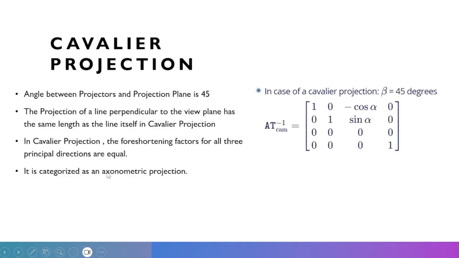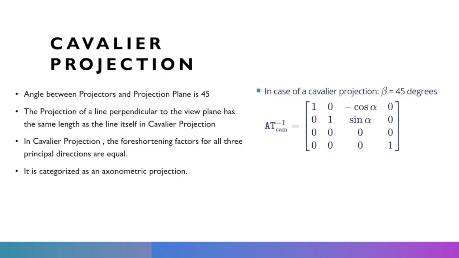So it is categorized as an isometric projection. It means the size will be reduced equally in all three directions. We are equally reducing the size in all three axes. So that's why it is called isometric projection.